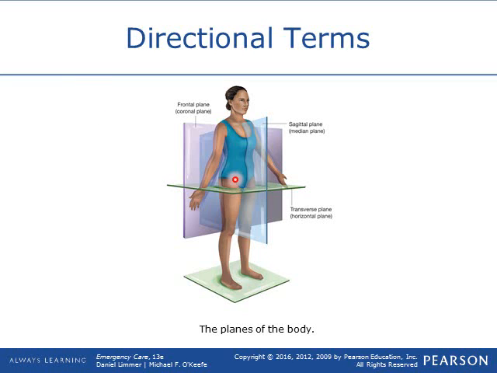Some more illustrations here. The sagittal plane is that median plane, dividing that body into right and left. Frontal plane, that mid-axillary line, front and the back. The transverse plane, top and the bottom. So right there about the hips is where everything starts at the lower extremities.